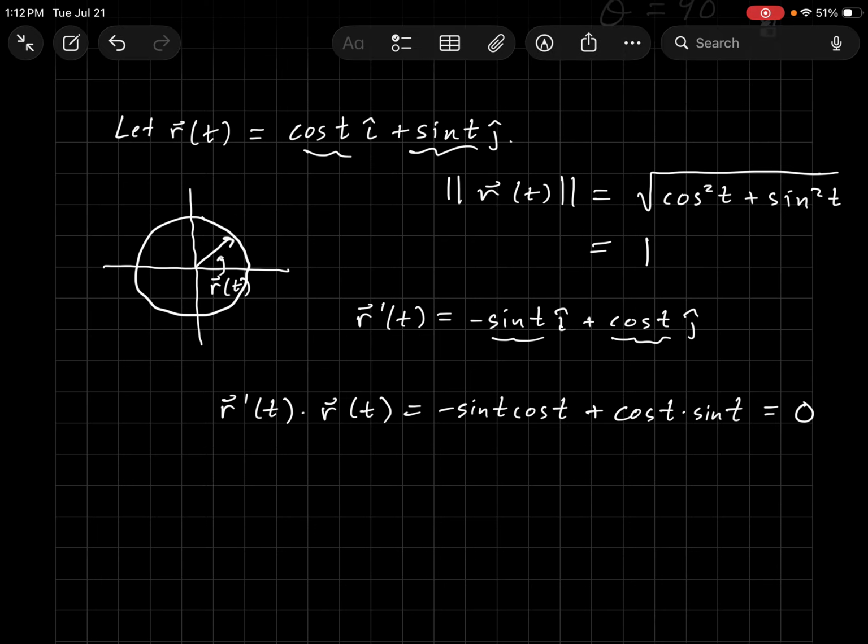And so if I were to draw the r prime at the same ending point there, we would see that these two vectors are always going to be perpendicular to each other, even as r spins around this circle.